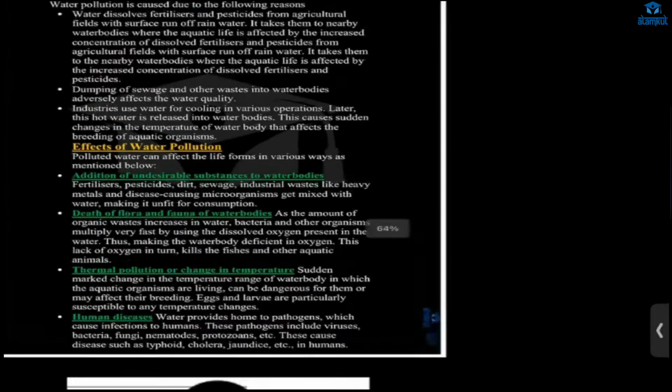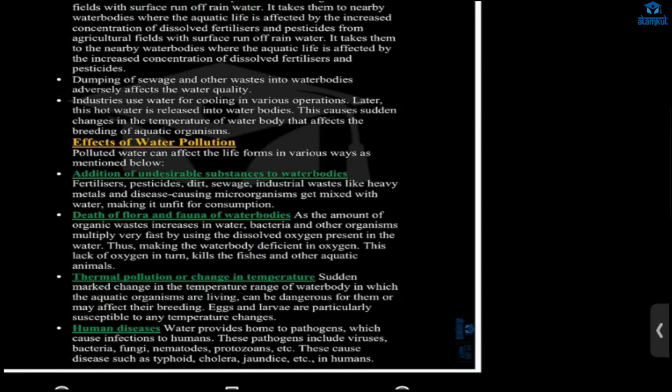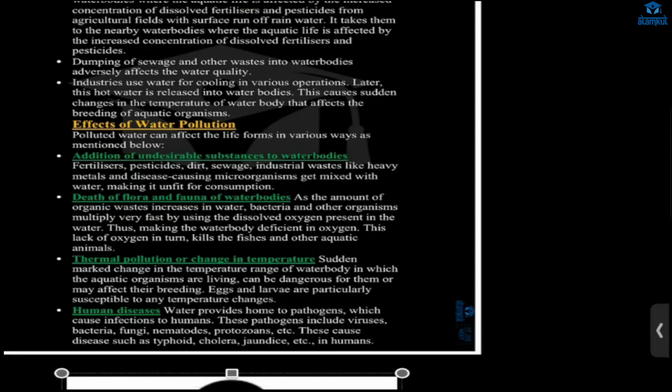The addition of undesirable substance in the water bodies. Because of that, it will be unfit for consumption. The water will be unfit for consumption, and it will cause diseases. Because of that, there will be death of flora and fauna. Flora means plant life forms. Fauna means animal life forms.